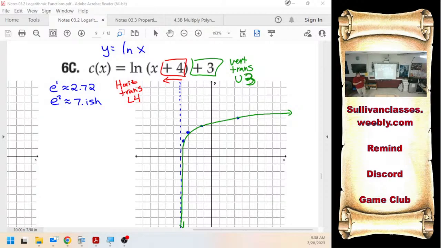You better know how to do this because we're also going to work in reverse. I'm going to give you the graph, you have to tell me the equation. And if you don't recognize powers, you're going to be toast.